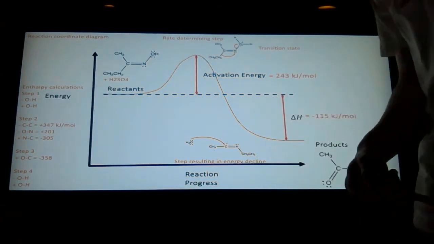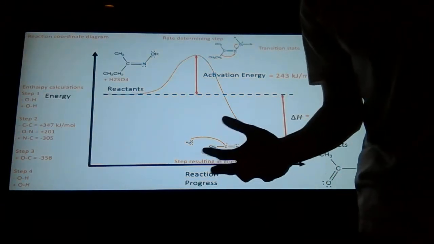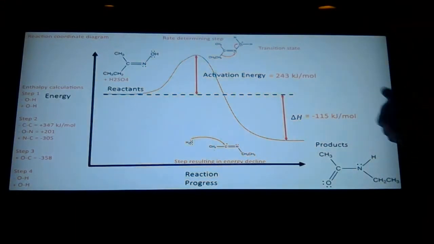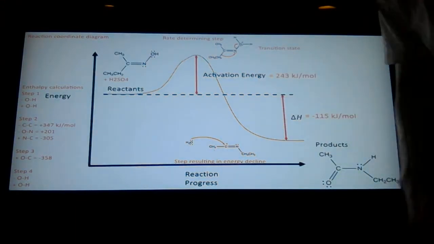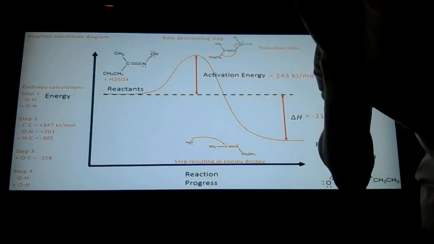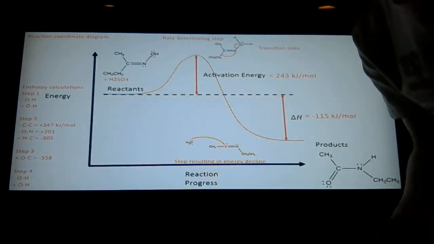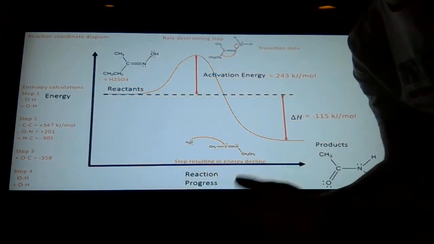This is the reaction coordinate diagram. I think it'll be more efficient for you to read it than for me to try to explain through it because it's all labeled. But I will upload the slides so that you can review them in a more efficient manner in case there's any particular slide you want to get a better look at.